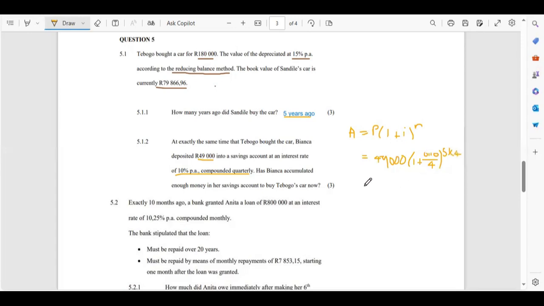All right. So punching this into the calculator, I should get a future value amount of 80,292.21. Right, now this is the amount that should be in Bianca's bank account, when this car is valued at 79,866. Now, to answer this question, yes, Bianca would accumulate enough money in her account to be able to afford Debo's car, because this is the amount that would be in her account. This is the value of the car, right? Now let's move on to the next question.